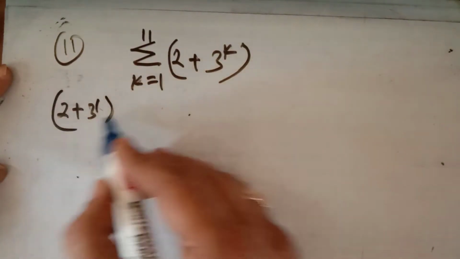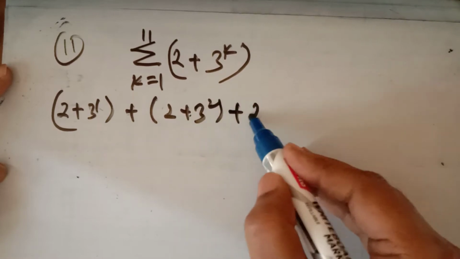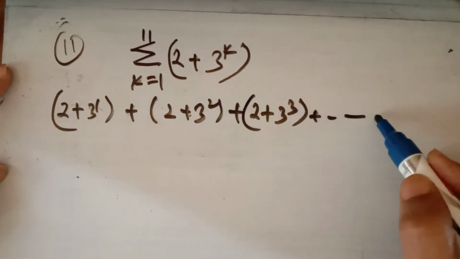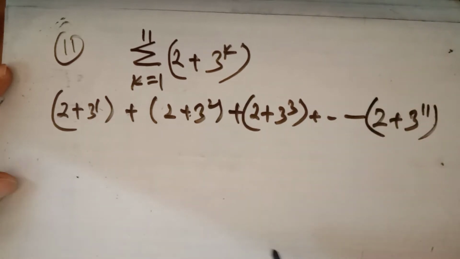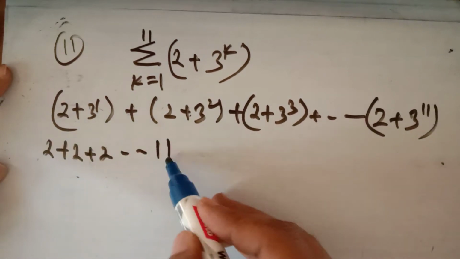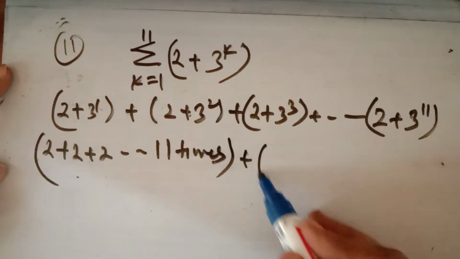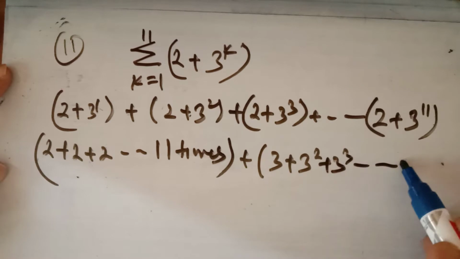2 plus 3 raised to power 1. The next term will be 2 plus 3 raised to power 2. The next term will be 2 plus 3 raised to power 3. And up to the last, which will be 2 plus 3 raised to power 11. So you are getting two series. First is 2 plus 2 plus 2 up to 11 times. And the next is a geometric progression, 3, 3 square, 3 cube up to 11.